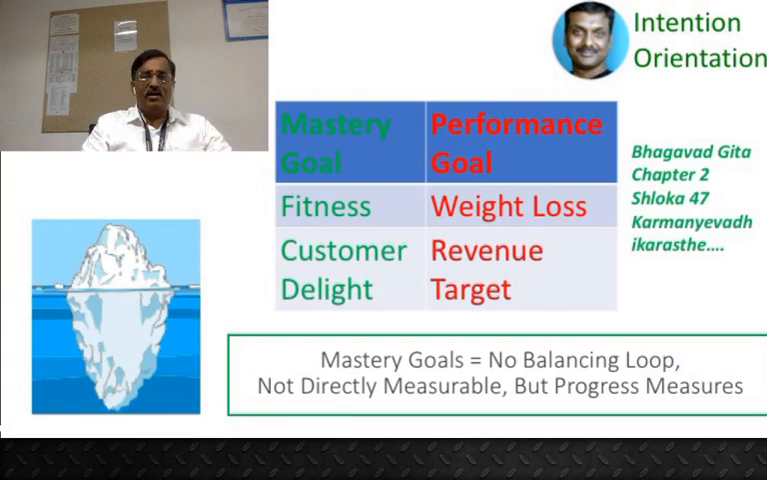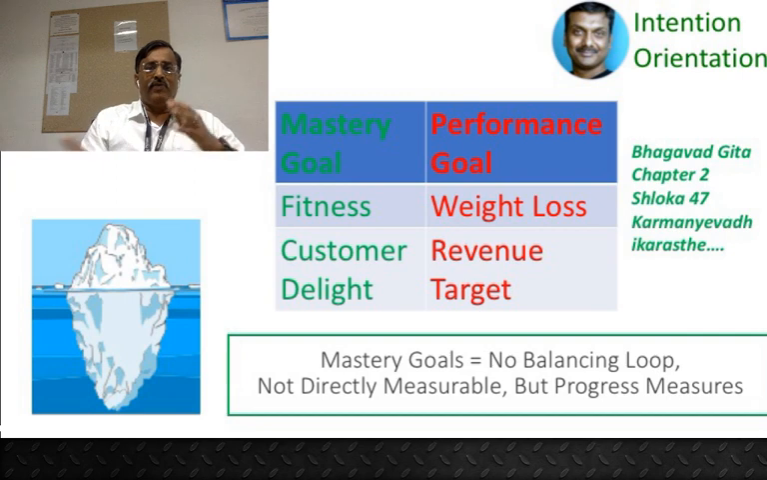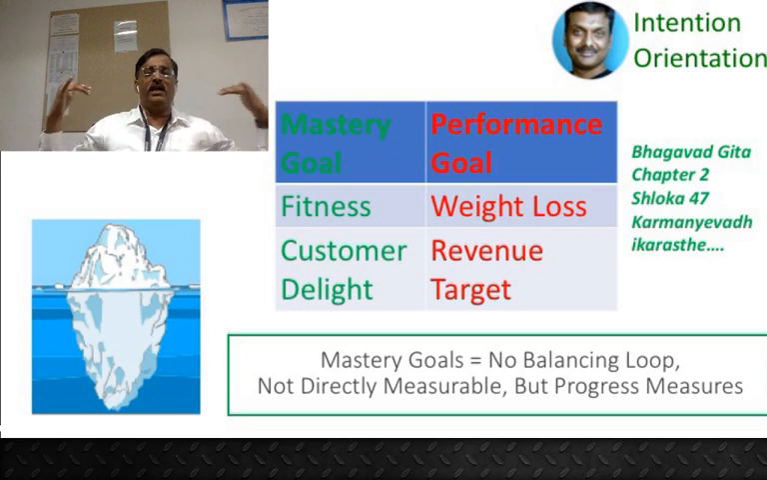And I landed through my research on this concept of mastery goal versus a performance goal. Let's take the example of a weight loss target. You hit the weight loss target, but after some time you find yourself going back to the same weight that you had because your body's balancing loops have made that happen. Whereas on the other hand, if you have chosen fitness, which is a mastery goal, there is no end to it and you can never say I am now fit.